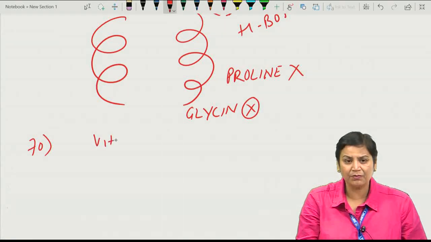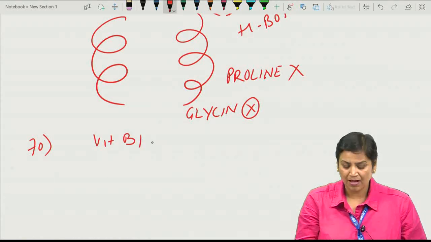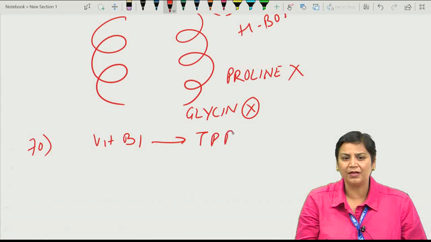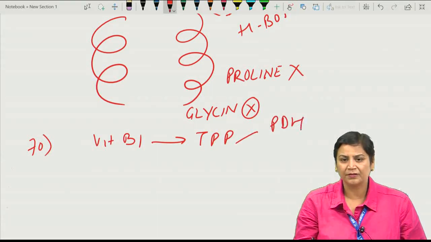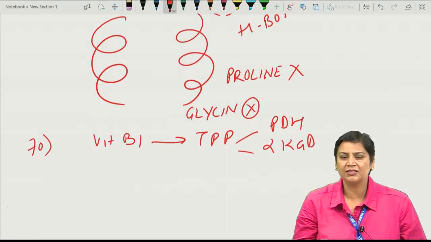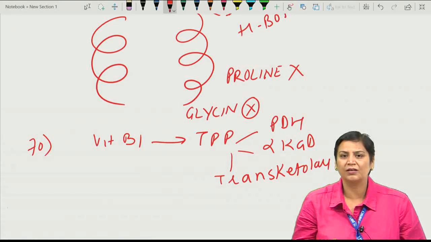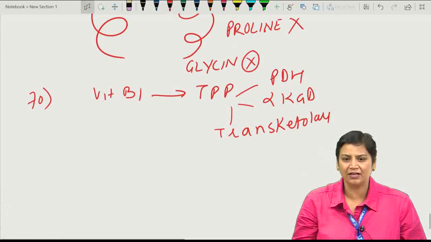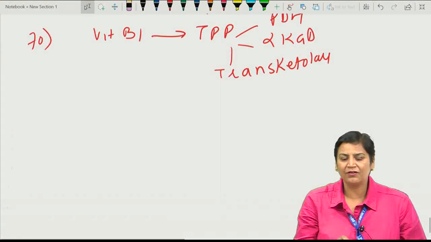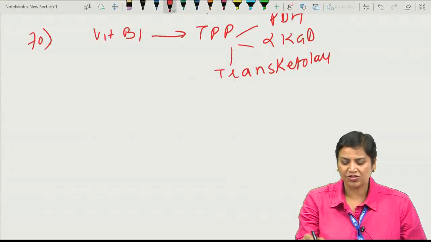Thiamine, vitamin B1, active form is TPP, constituent of PDH, constituent of alpha ketoglutarate dehydrogenase, and it is a constituent of transketolase. Transketolase is basically an enzyme of the HMP shunt. So basically in the erythrocytes, assay of this TPP is carried out. But here we are talking about this reaction.